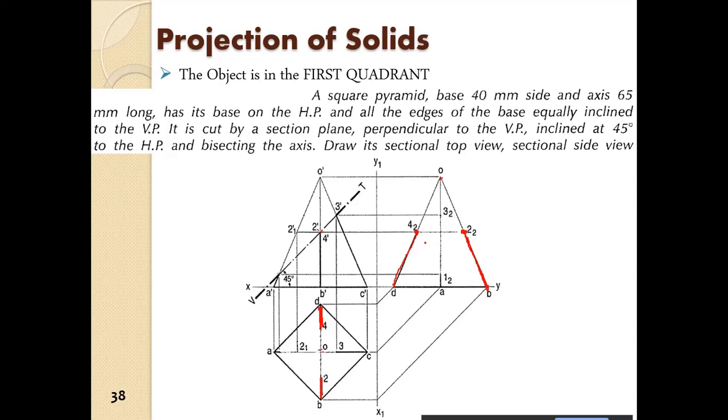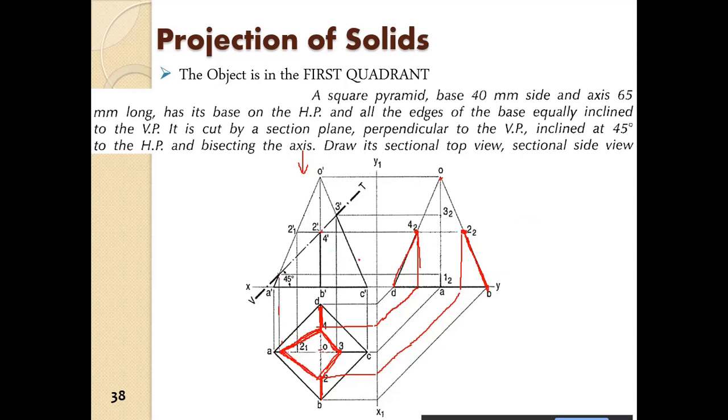Those 2 points can be directly projected down like this, up to this point. Similarly projected down like this, up to this point. And we can get the intersection of the plane. So this is the top view. If we see from the top, you will see the projection of the plane in this fashion over here.